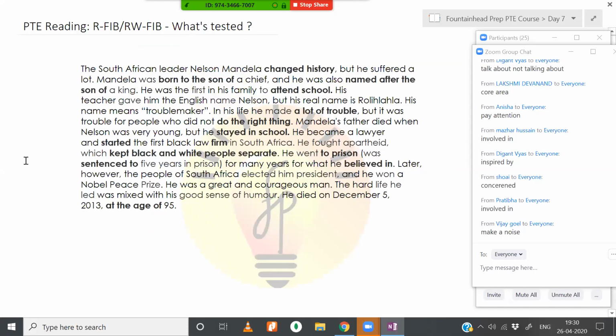For example, this particular passage: the South African leader Nelson Mandela changed history, but he suffered a lot. Mandela was born the son of a chief, and this is again a collocation, and he was also named after someone. The son of is a collocation. He was the first in his family to attend school is a collocation. He made a lot of trouble, but it was trouble for people who did not do the right thing. Mandela's father died when Nelson was very young, but he stayed in school.